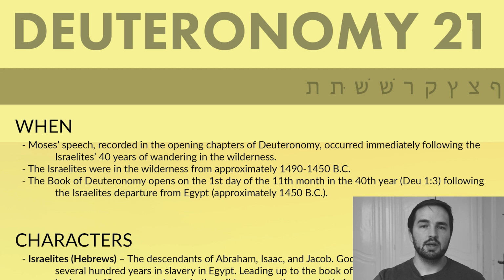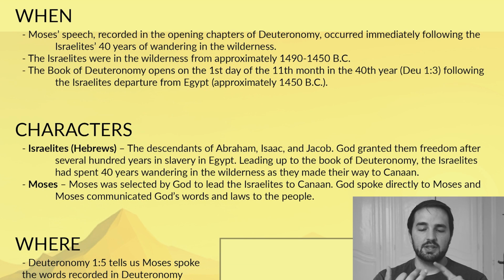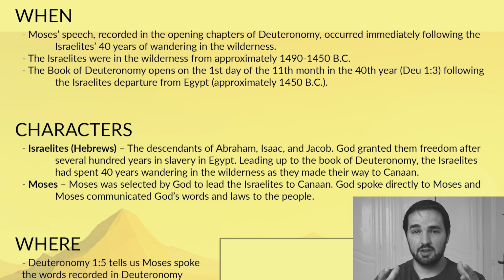Deuteronomy chapter 21, when did these events happen? We are in roughly 1450 BC. Who are our main characters? We've got the Israelites, who are a large nation of people that have come out of Egypt. They spent 40 years in the wilderness wandering around because of their faithlessness to God. But they've now come to the borders of the land of Canaan, also known as the Promised Land, which God promised to give them as a home.